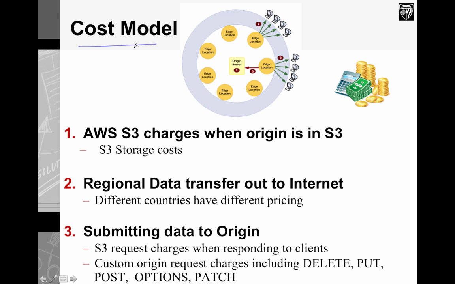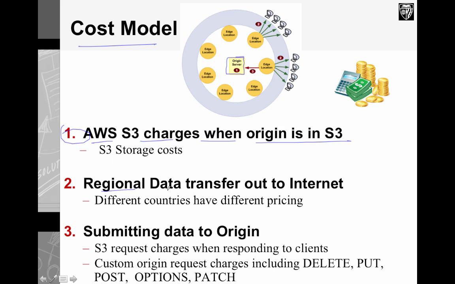In terms of cost model, the cost model is a little bit complicated because there are so many components. There are three major portions to the cost model. One is the AWS S3 charges when the origin is in S3. So that's right here. If you're going to be putting your video, your images, your PDF documents, your HTML pages in S3, you're going to be paying a price for that.